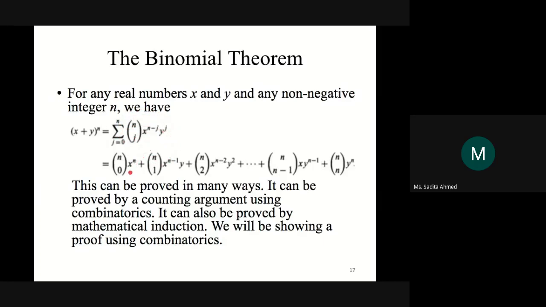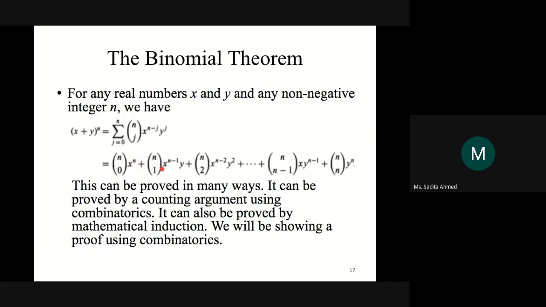See the first term where j is equal to 0. J starts from 0 and goes on until n. So for the first term, j is equal to 0. What do we have here? NC0, x to the power of n minus 0, so x to the power of n, and y to the power of 0. Guys, y to the power of 0 would be equivalent to what? 1. Exactly. X to the power of n multiplied with 1 gives us x to the power of n.